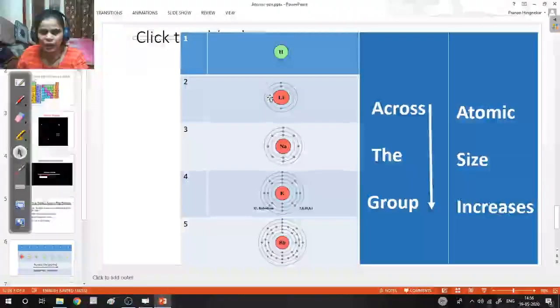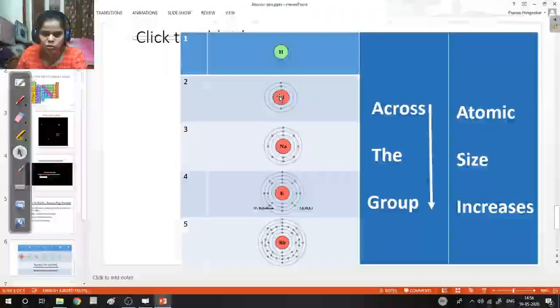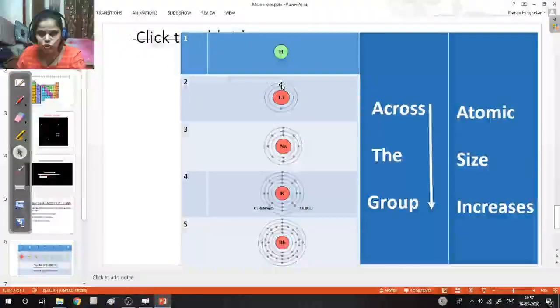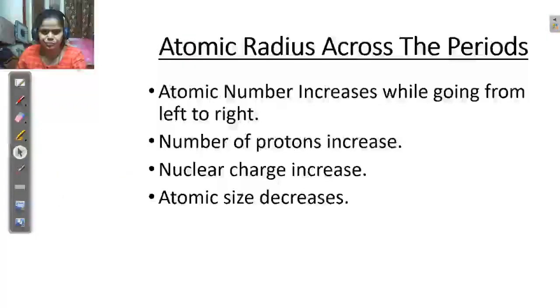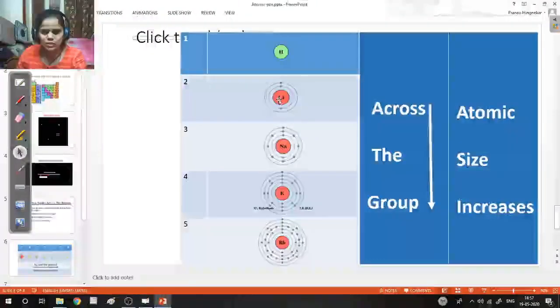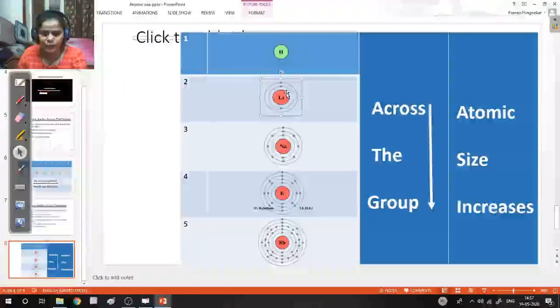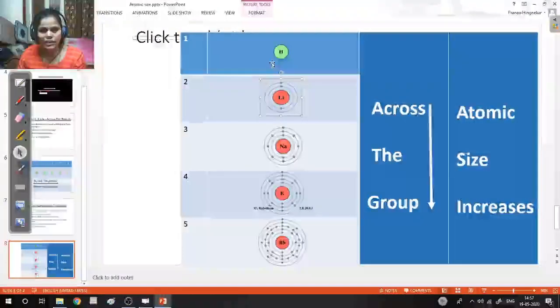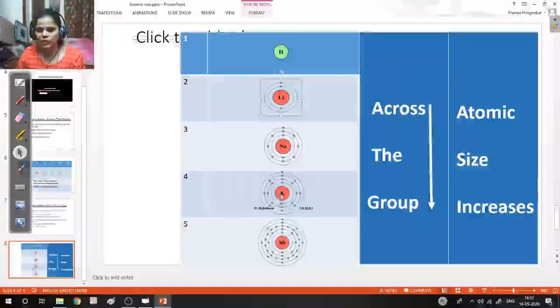In the case of the lithium, the total number of shells is 2. That's why the distance between the nucleus of the lithium and the outermost shell is greater. The distance is bigger, so the effective force is less than the hydrogen, so the size of the lithium is greater than the hydrogen. You can see all the diagrams here. The size of the rubidium is greatest, greater than the potassium, sodium, lithium and hydrogen.